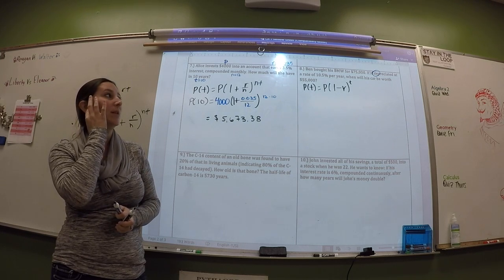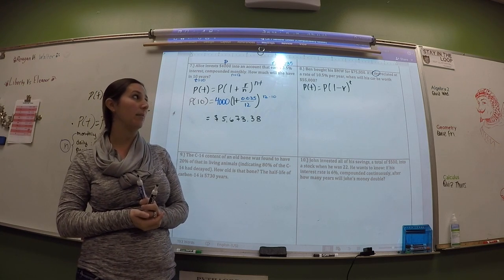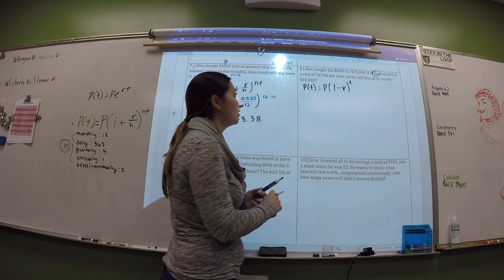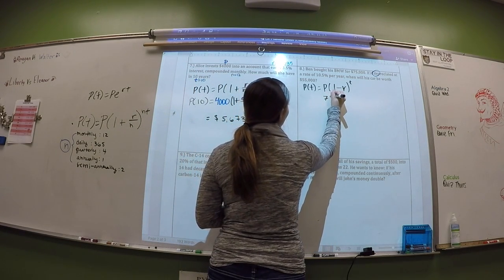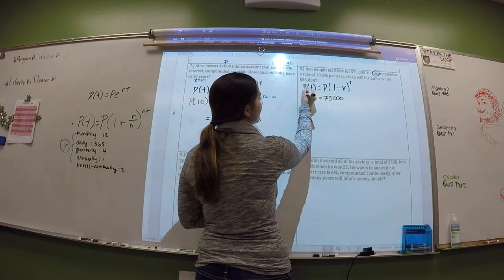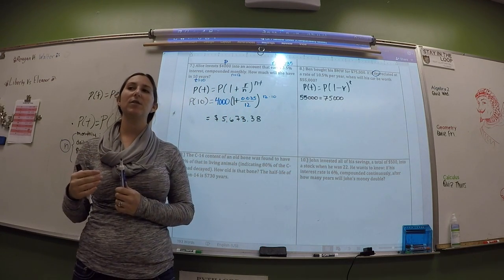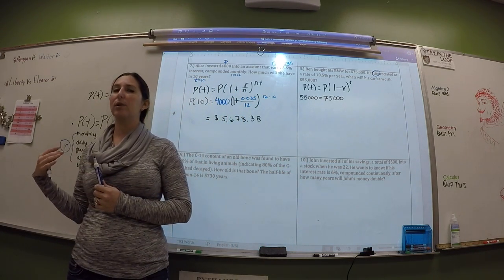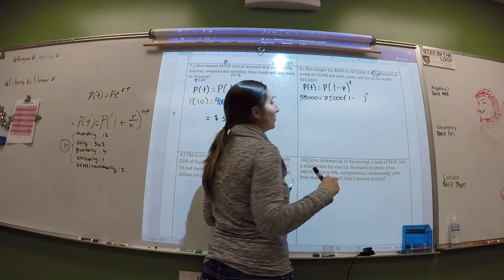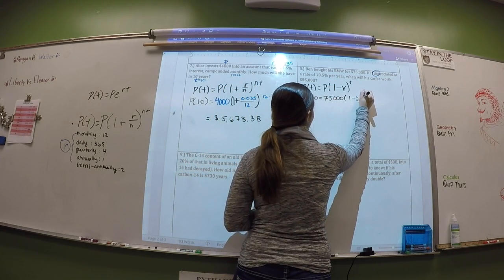So it says Ben bought his BMW for $75,000, and it depreciated at a rate of 10.5% per year. When will his car be worth $55,000? So the original amount is $75,000. We want to know when it's going to become $55,000. So the $55,000 is your P of T, or the amount after a certain period of time. We're solving for that time. So we don't know time. We do know the rate is 10.5%, so that's going to be 0.105.